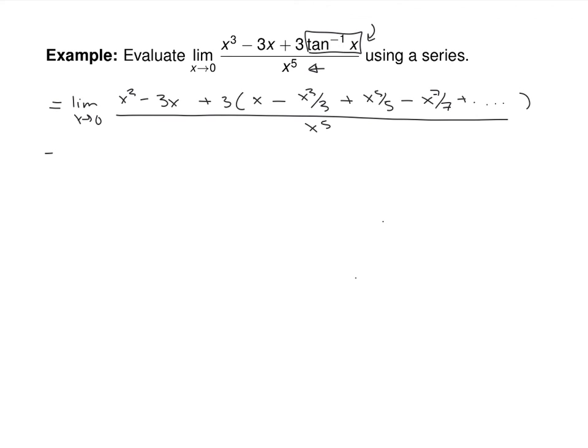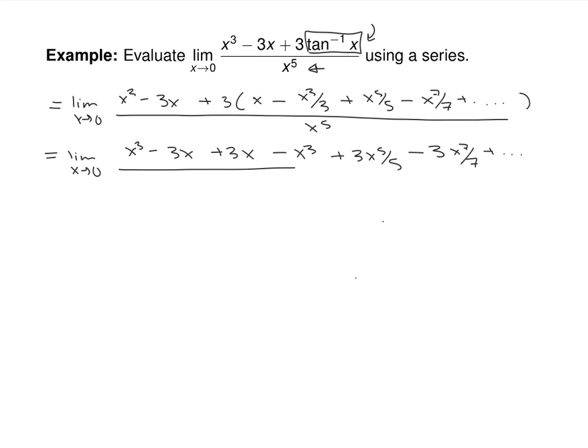And then distribute that 3. We have x cubed minus 3x plus 3x minus x cubed plus 3x to the 5th over 5 minus 3x to the 7th over 7, etc., all over x to the 5th. And notice that this x cubed and that negative x cubed cancel, as do this negative 3x and that positive 3x. And now every single term is divisible by x to the 5th.